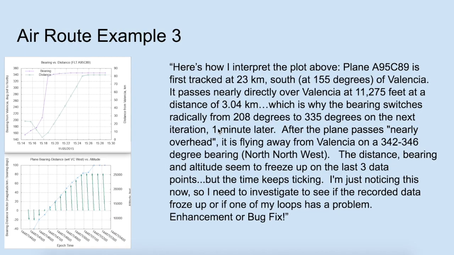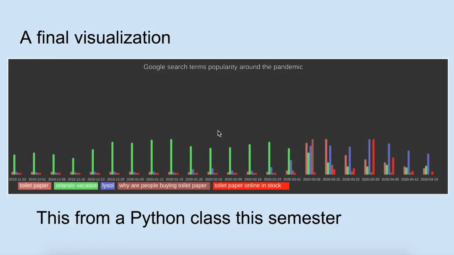And here's the third and last example of visualizing the aircraft data from yet another student. The two graphs on the left are explained, to some extent, in the text provided. Now, I'll let you read through the text, but the most interesting part about the text from a teaching standpoint is that I'm just noticing this now, so I need to investigate to see if the recorded data froze up or if one of my loops have a problem, enhancement or bug fix. That's exactly the attitude that we want to convey to our students, an attitude of experimentation and a focus on making the program correct. Obviously, the student has that idea well in mind.